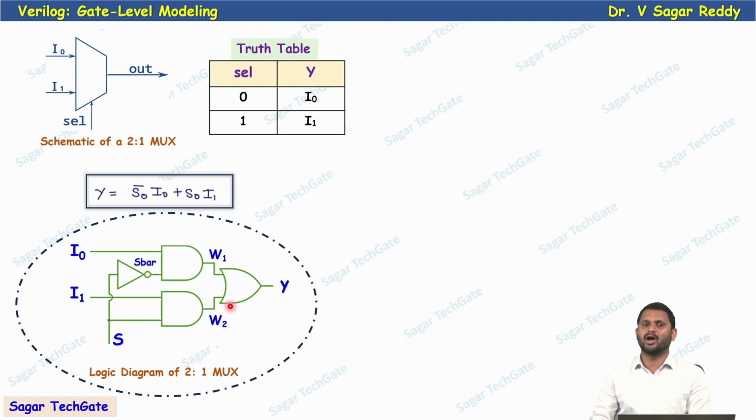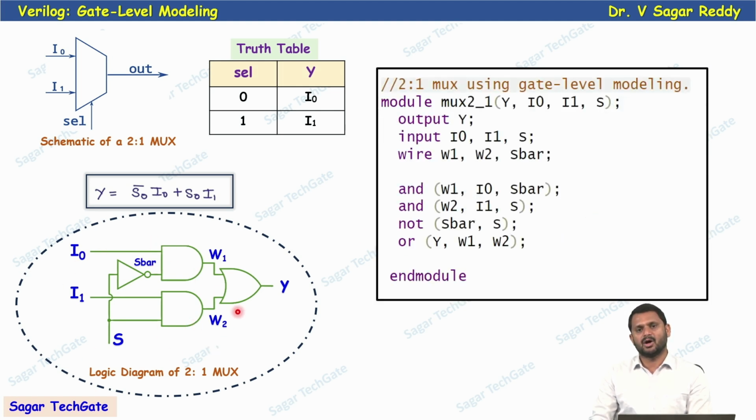Now you need to write Verilog code in gate level modeling for this 2:1 mux. Clear? You know the logic diagram for the 2:1 mux, and by using this you can directly write it down. So, mux using gate level modeling. Module name mux2to1, with one output Y and three inputs I0, I1 and selection line S. I use some intermediate signals, S bar, W1 and W2, so I need to declare those signals as wire type: wire W1, W2, S bar.